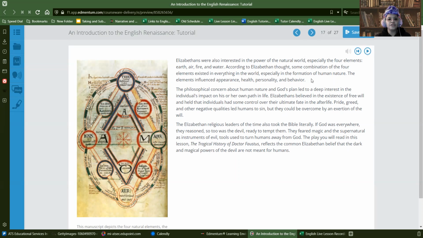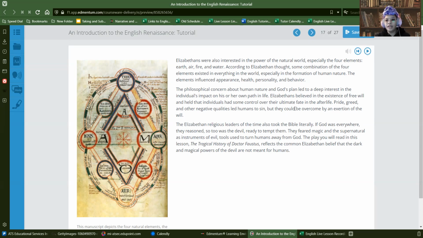And another thing to note here that's actually important: Elizabethan religious leaders at the time took the Bible literally. So if God was everywhere, they reasoned, the devil also had to be everywhere. And that's the reason why they feared magic and supernatural things as tools of evil. They thought that the devil was everywhere and in everything, the same way that God was, since the devil opposes God.